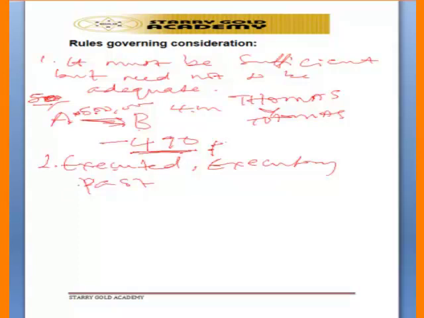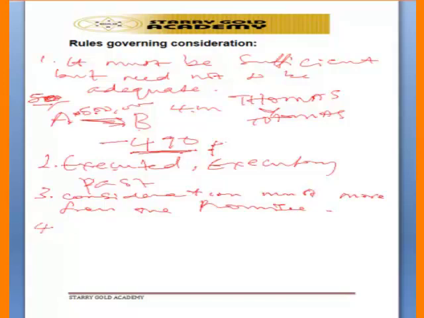And also, consideration must move. That's another rule of consideration. Consideration must move from the promisee. The promisor must give a promise, and the promisee must also give consideration. That means that there must be an exchange of promises. It must move from the promisee.